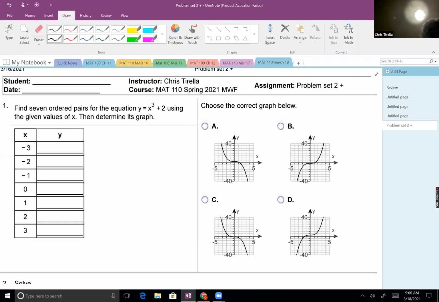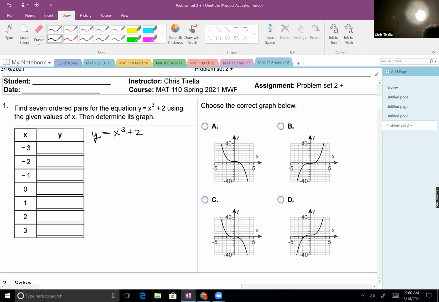When I make this table of values, we're going to substitute x into y using that equation. Oh dear. Uh-oh. Give me a minute. The touch screen is not liking that stylus. Let me see if it works with the other one. Using y equals x cubed plus 2.